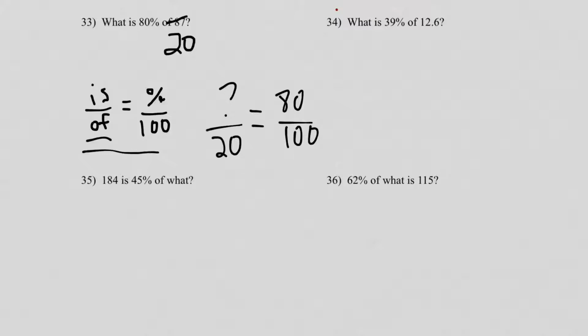We've got another proportion here with one unknown. So now 20 needs to come up to multiply by 80, divide by 100, and the result that we should get is 16. 16 out of 20 is 80%. There we go.